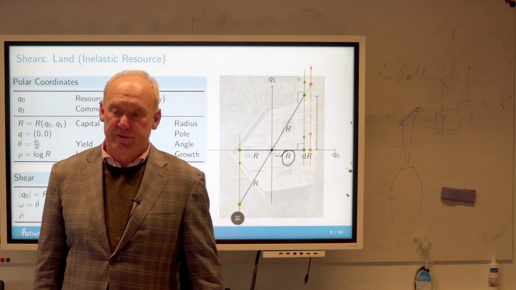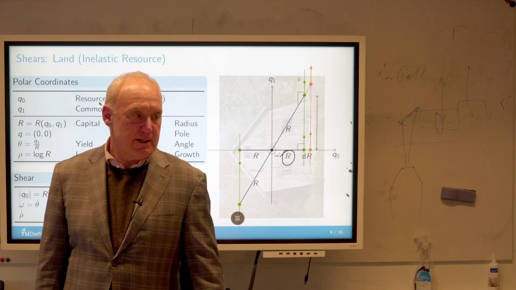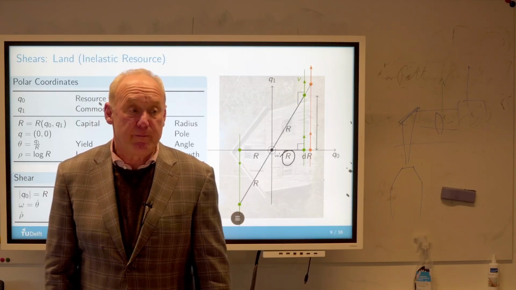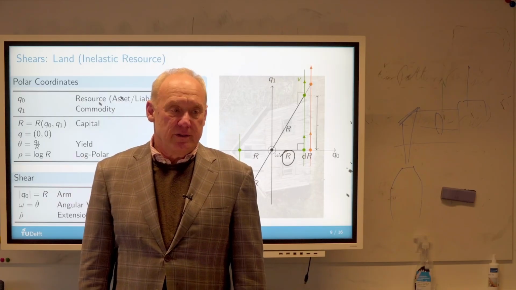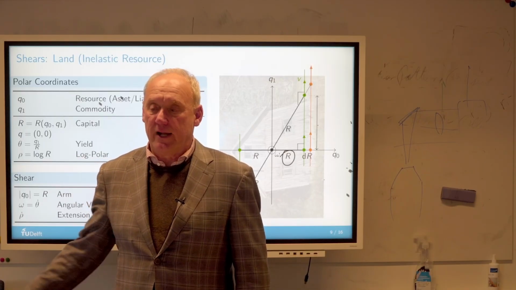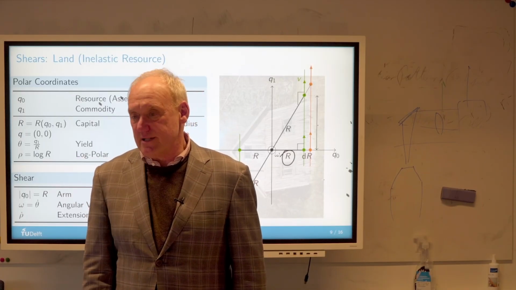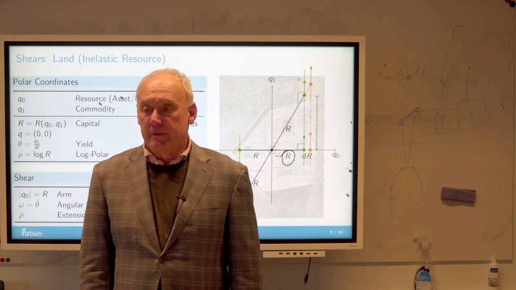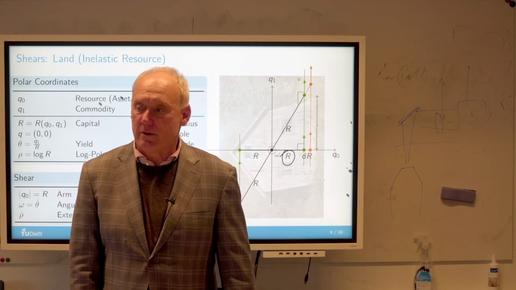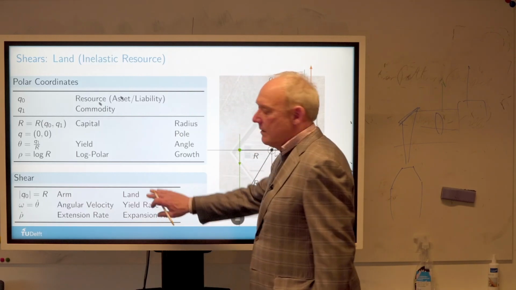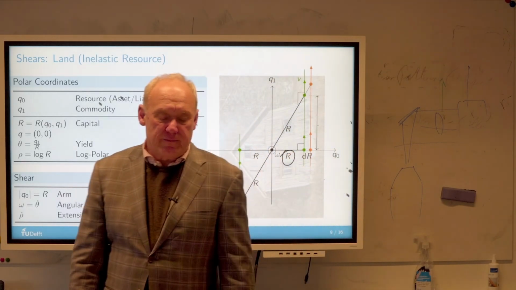They don't make any more of it, as Mark Twain said. All right? That's why some people thought that land is always a good investment. That's not true. And there are many reasons, and we'll find out what the value of land is to you. But it's an inelastic resource. Okay, so land is a very good example. You have also other examples.